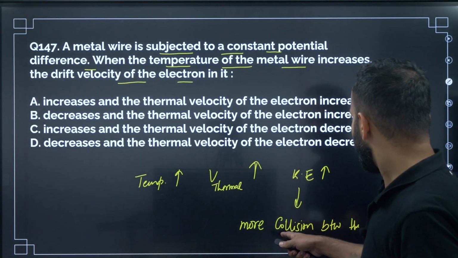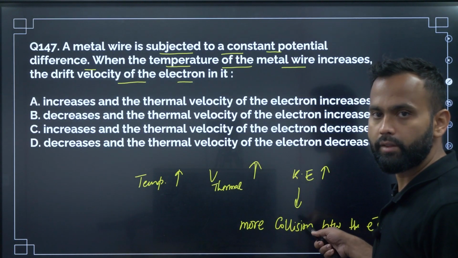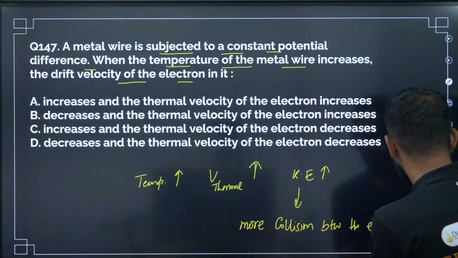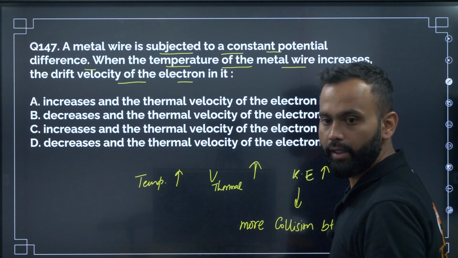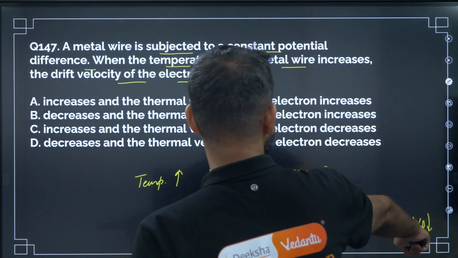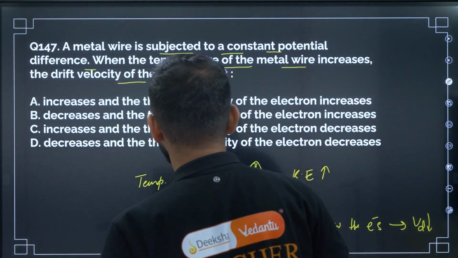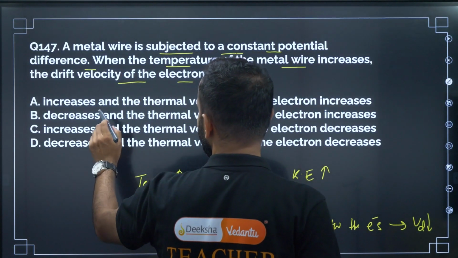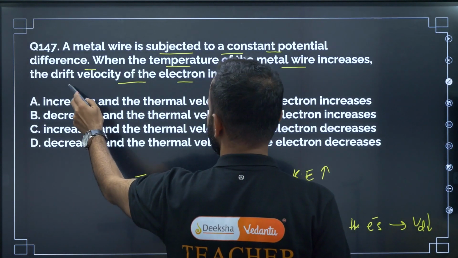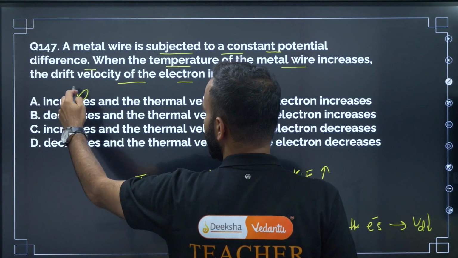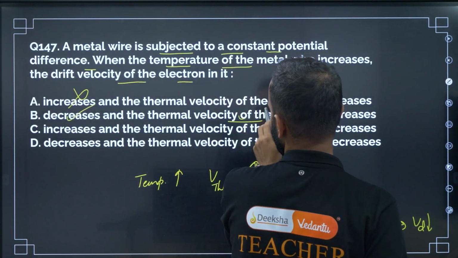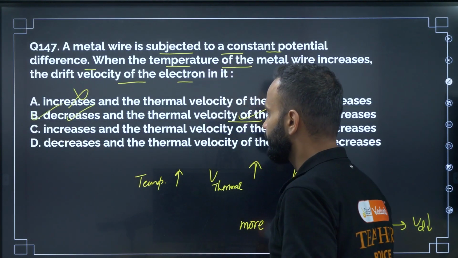As the number of collisions increases, what happens? The drift velocity decreases, right? As the number of collisions increases, drift velocity will decrease, isn't it? So the option saying the drift velocity of the electron increases is wrong, it decreases. So option A is wrong, option B, drift velocity decreases, is correct, and the thermal velocity of the electron increases, correct. So option B is the correct answer.